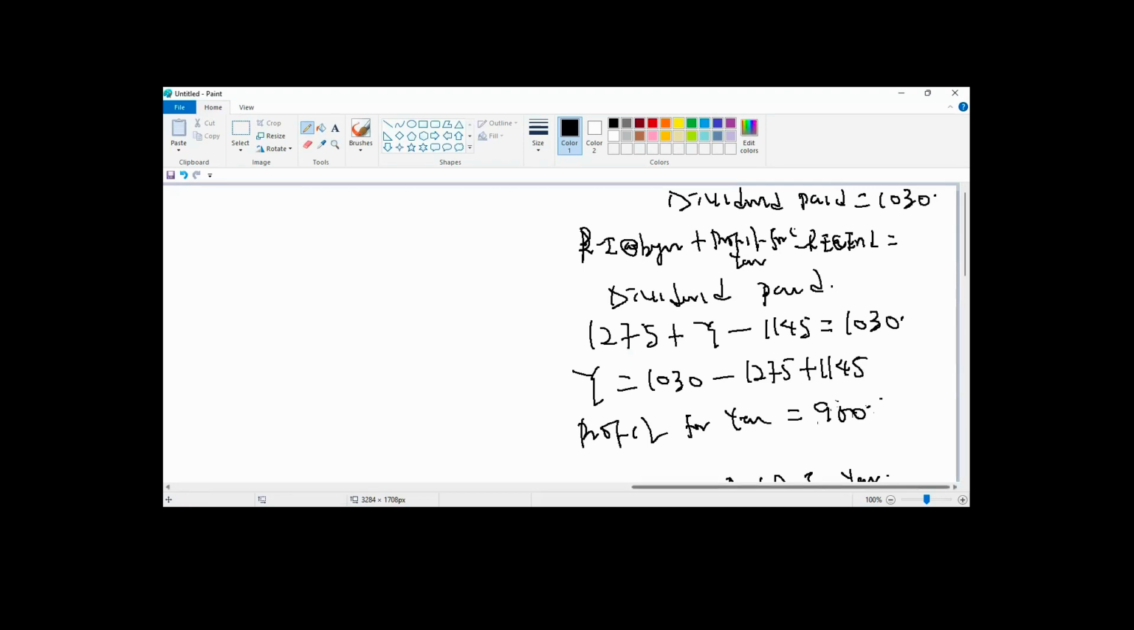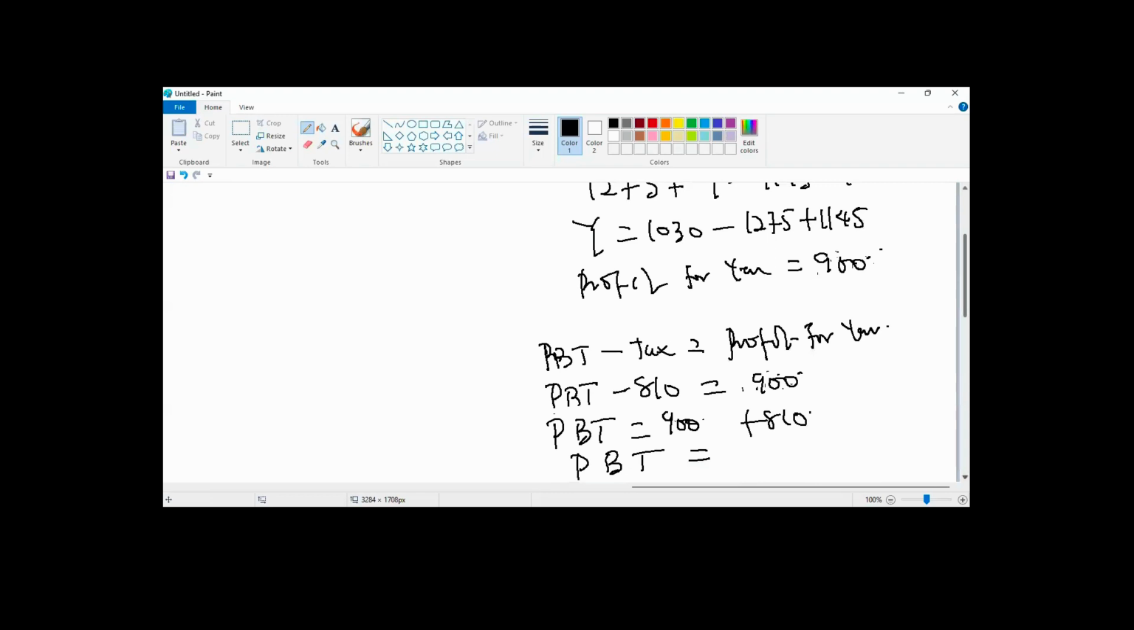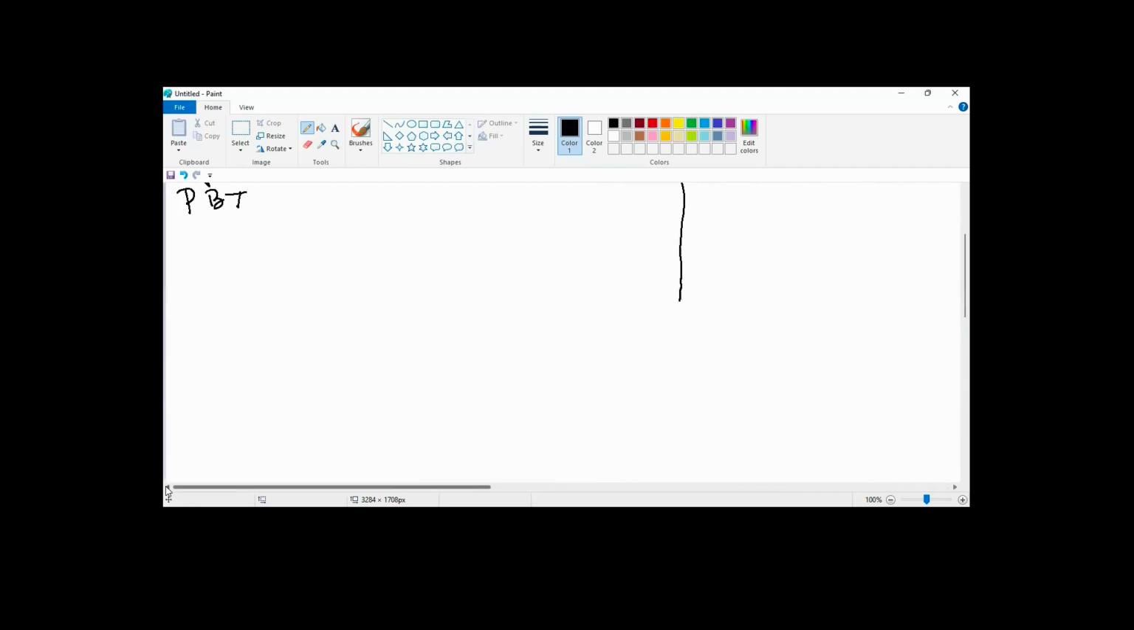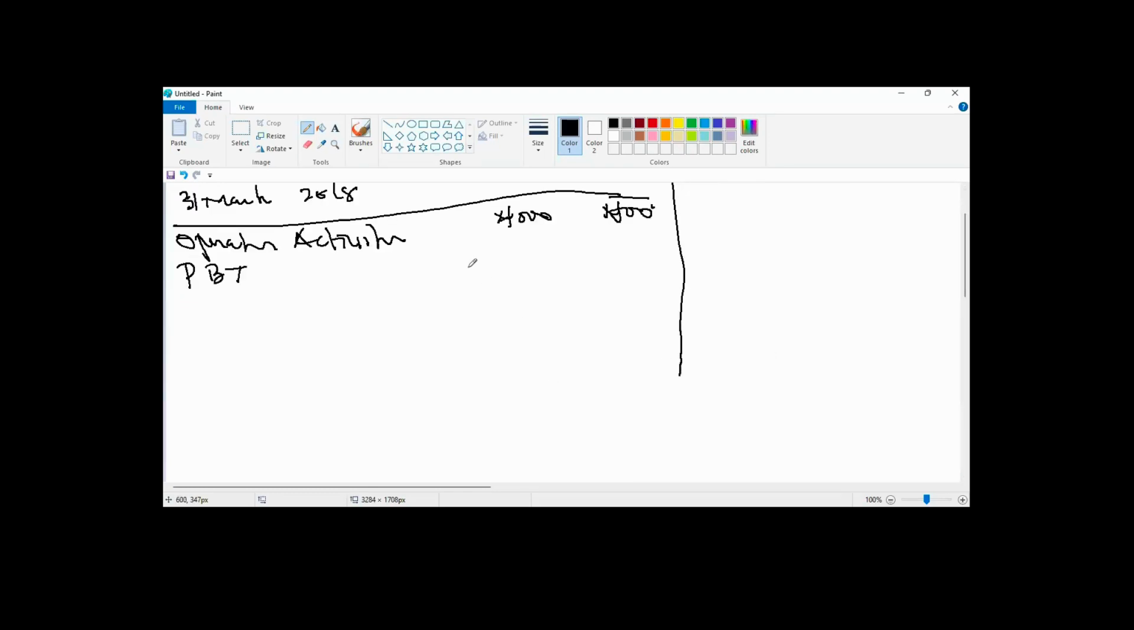So I cannot get profit before tax yet. Profit before tax minus tax will give me profit for the year. Profit before tax minus tax of 810 in additional information equals 900. So I will add 900 plus 810. That is 1710. Now that I've gotten this, I will fall back to the template. Profit before tax is 1710.